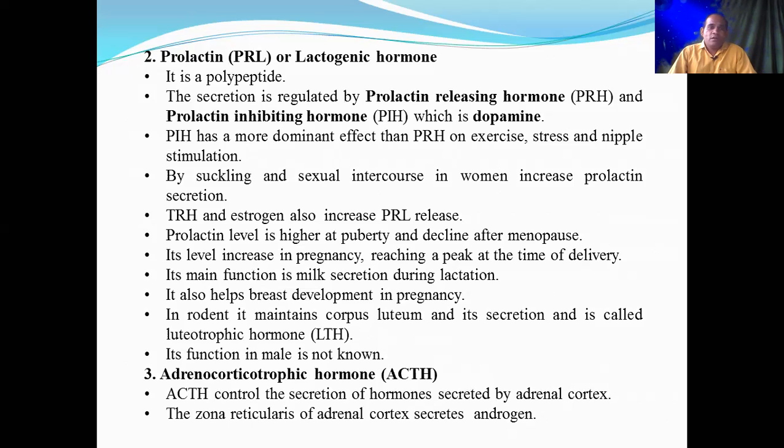Exercise, stress, nipple stimulation, sucking, and sexual intercourse in women increase prolactin secretion. TRH and estrogen also increase prolactin releasing hormone release. Prolactin level is higher at puberty and declines after menopause. Its level increases in pregnancy, reaching a peak at the time of delivery.